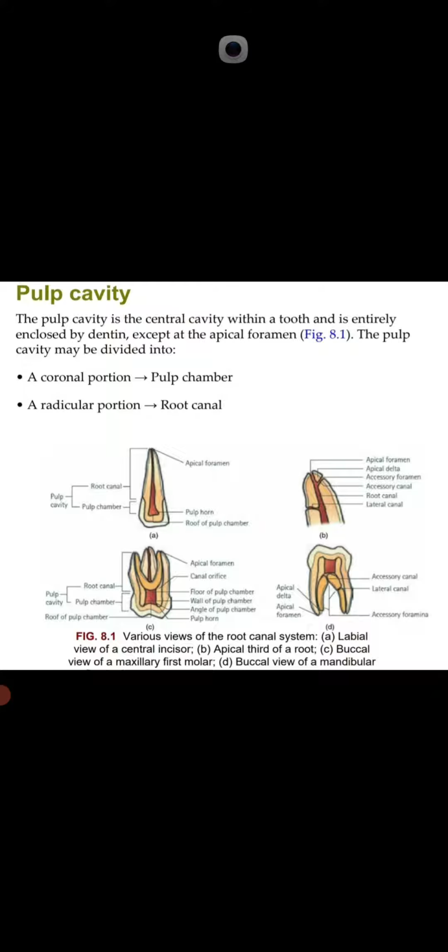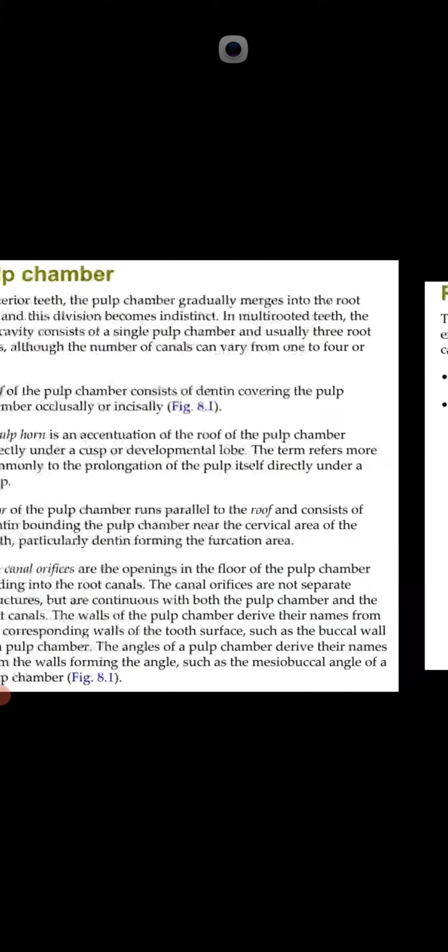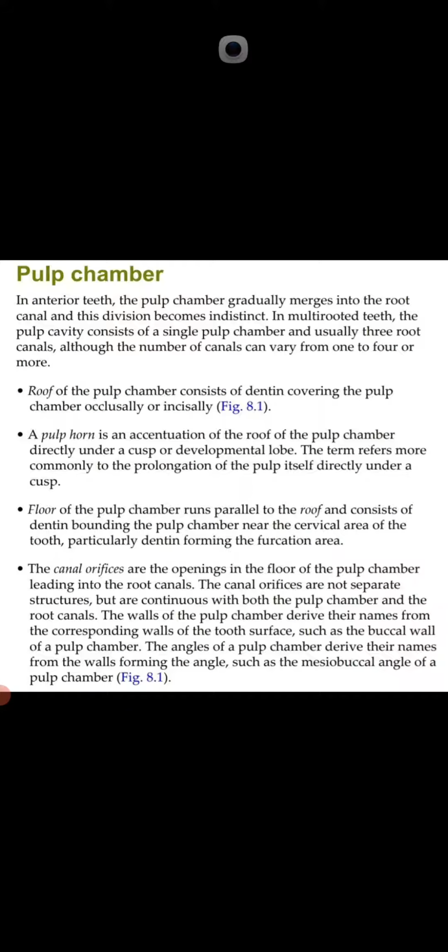Next are the different views of single and multi-rooted teeth, various views of the root canal system. In A there is a labial view of a central incisor. In B there is the apical third of a root, in C there is a buccal view of a maxillary first molar, and in D there is a buccal view of a mandibular first molar. Now we will discuss these one by one in the next videos. What is the apical foramen, what is the apical delta, we will discuss all in detail.